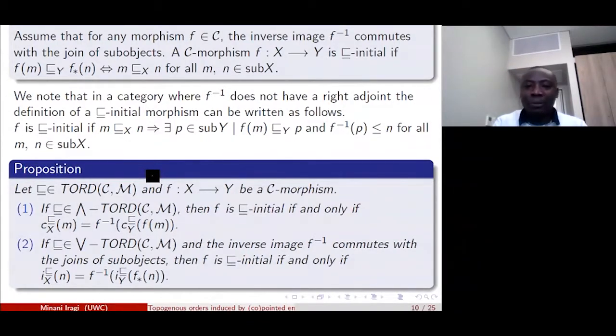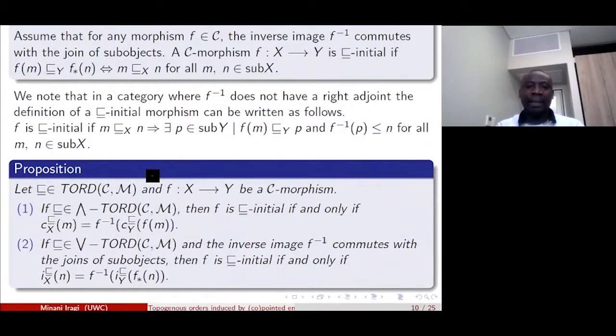The next is the initial order. Perhaps it's well known that when one studies topological spaces, one is also interested in the weak topology that is induced by a continuous map. Motivated by this notion, we find here what the initial order is with respect to a topogenous order. And this is our next definition. And we can show that if the order is behaving well, then the initial order corresponds to a closure, which one can see in the idea of the closure operator in the weak topology induced by a continuous map.